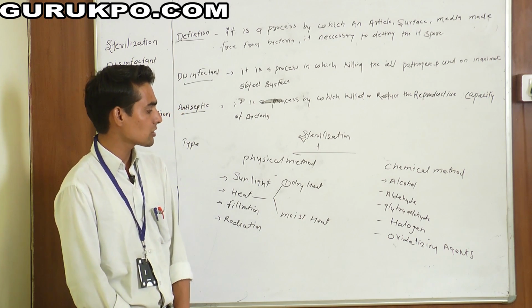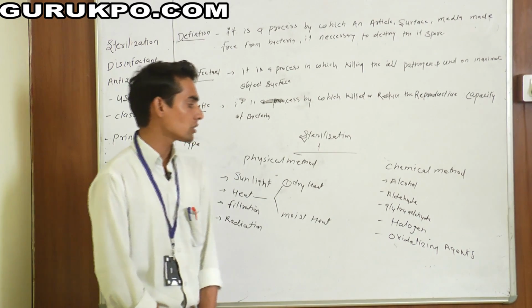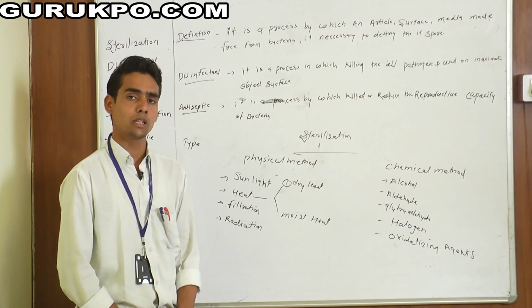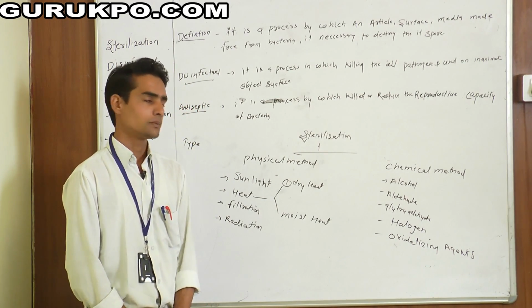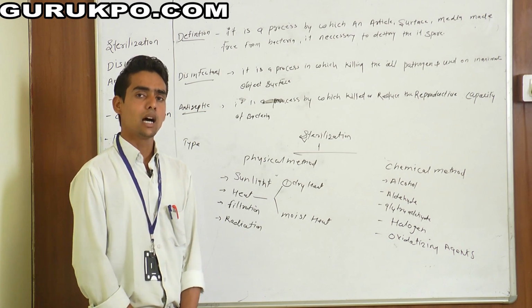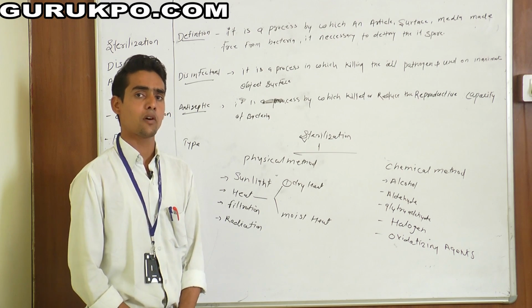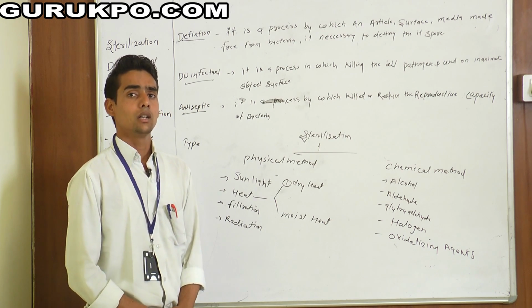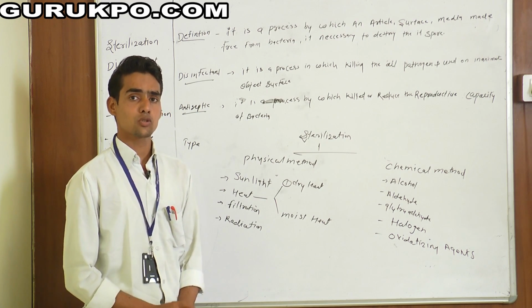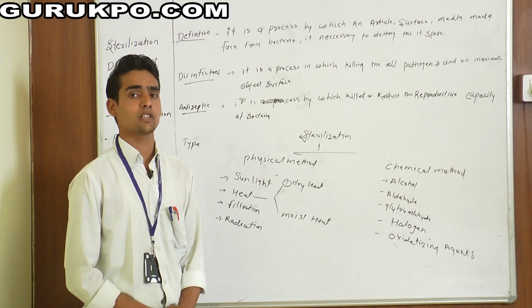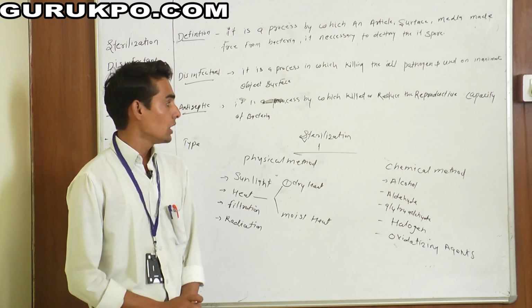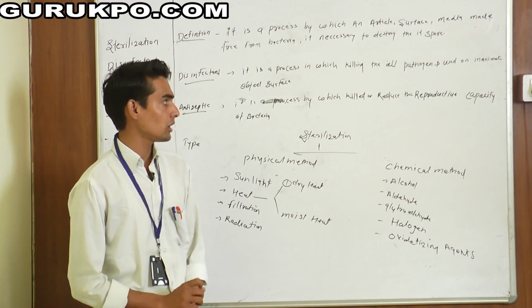And fifth is the oxidizing agent. The most commonly used oxidizing agent is hydrogen peroxide. Hydrogen peroxide is used in liquid form to clean contaminated surfaces and to make the surface free from bacteria.